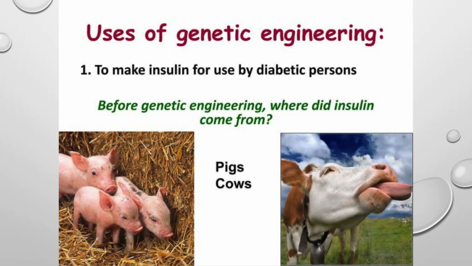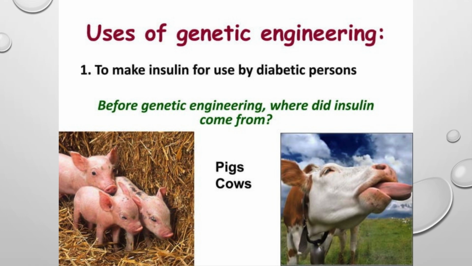Making insulin for people with diabetes. Before genetic engineering, insulin was taken from the pancreas of pigs and cows. It helped diabetic people, but it was hard to produce and sometimes it caused allergies. Now, with genetic engineering, scientists take the human insulin gene and put it into bacteria. The bacteria then act like small factories producing human insulin safely and in large amounts.